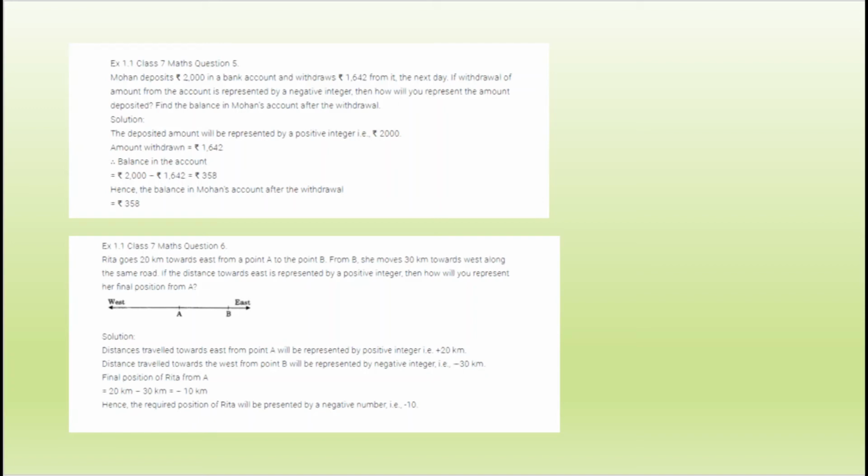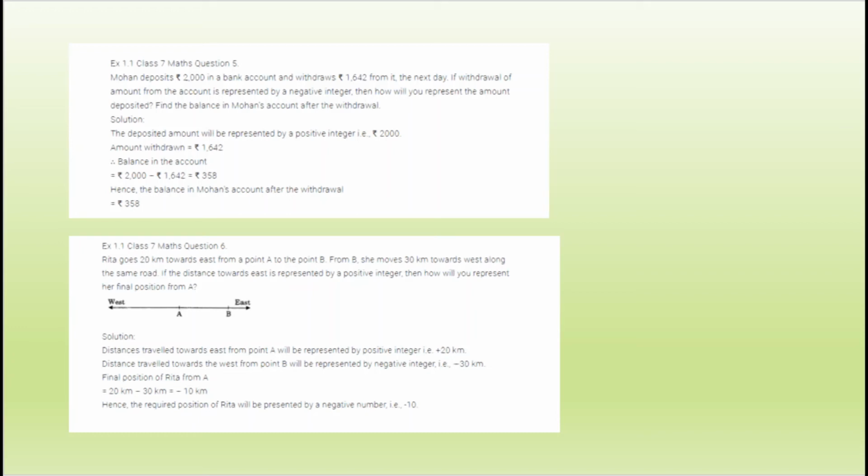Rita goes 20 kilometers towards east from point A to point B. From B, she moves 30 kilometers towards west along the same road. The distance towards the east is represented by a positive integer. How will you represent the final position from A?